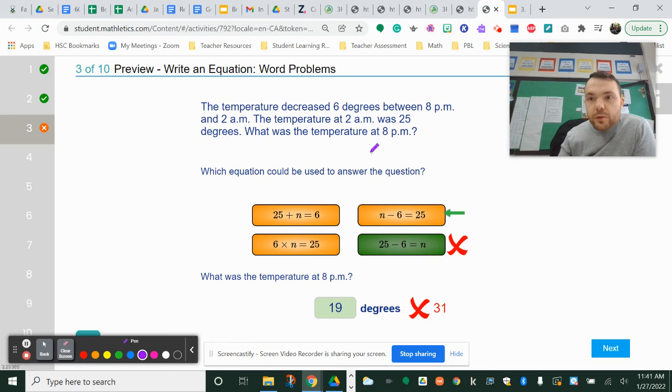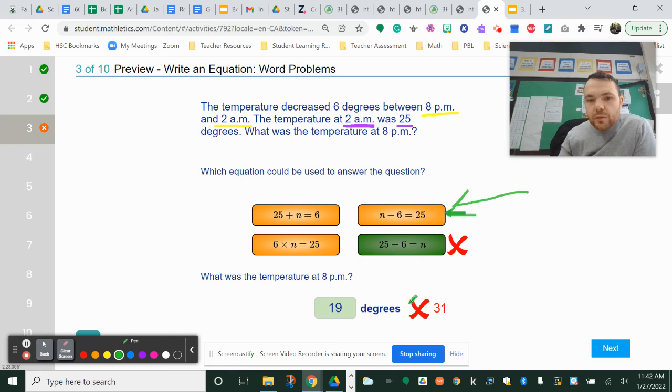Okay, this is a good example where, frankly, reading the question 3 times is a very good idea. I misinterpreted the question and misread the information provided. The key piece of information I missed was that the temperature at 2 a.m. was 25 degrees. So the decrease had already happened, because 8 p.m. is earlier than 2 a.m. So the decrease in temperature had already happened.